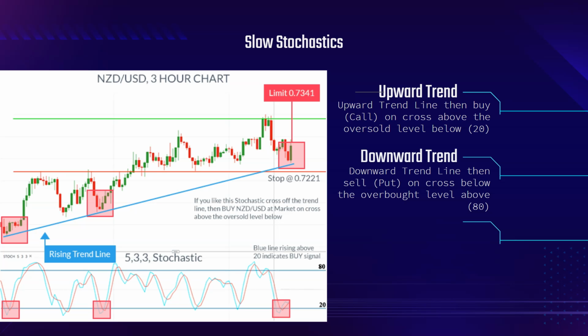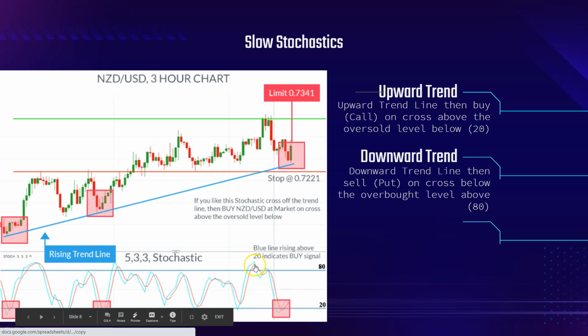A downward trend. Downward trend line, then sell, put, on a cross below the overbought level above 80. So right there, if you look at the 80, when these lines cross, that's when it's going to go in the other direction. You see the lines crossed right here above the 80. That means it's going down. When it crossed right here again, it went back up. When it crossed again, then it dropped. Drop, drop, drop. So what we're looking for is when this red and blue line cross.